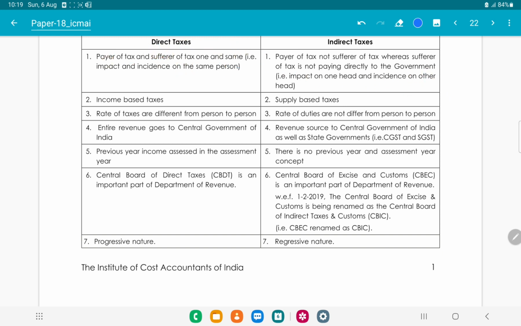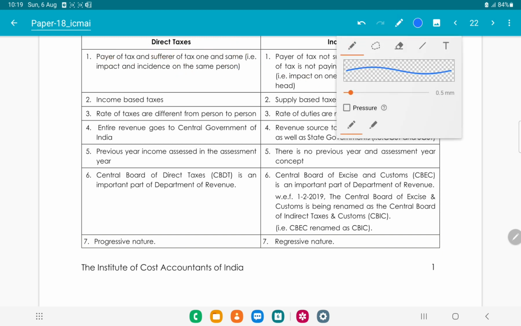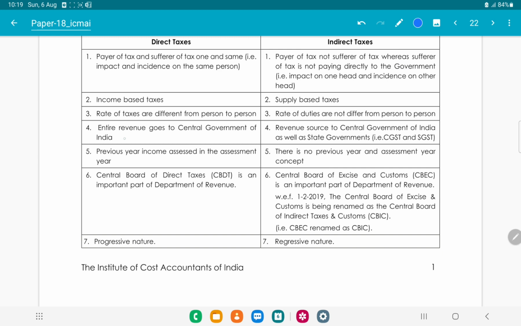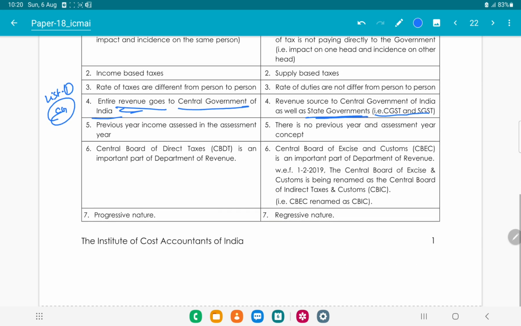Okay, next, entire revenue goes to the central government of India, as per list 1. The entire revenue of this goes to central government. Here, it is a revenue source to central government of India as well as state government. It is a revenue source to both governments for indirect tax. CGST and SGST is collected, it goes to both the governments.